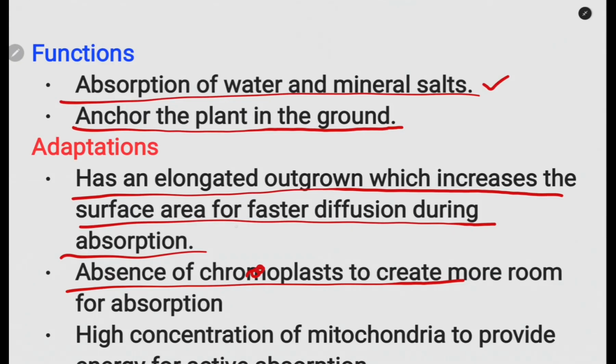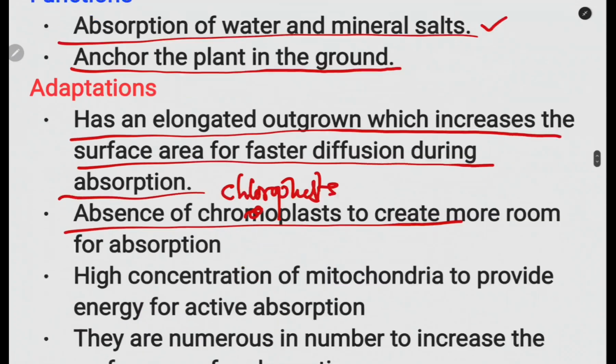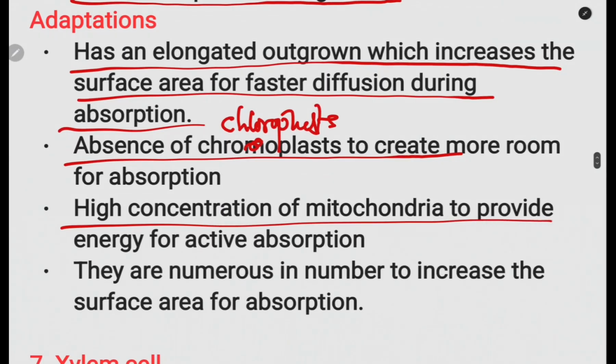Then what else? Absence of chloroplasts, and this creates more room for absorption. So there are no chloroplasts in root hair cell, like I said. Then high concentration of mitochondria. Every time you hear of mitochondria, just think of energy. So water enters the root hair cell by diffusion, but mineral salts by active transport. So there is need for energy. You know, active transport has to do with going against the concentration gradient, and energy is involved. So energy is needed, and hence it has a lot of mitochondria.